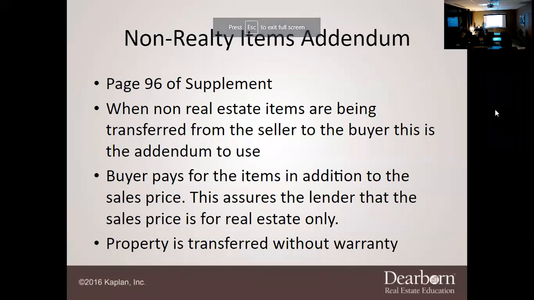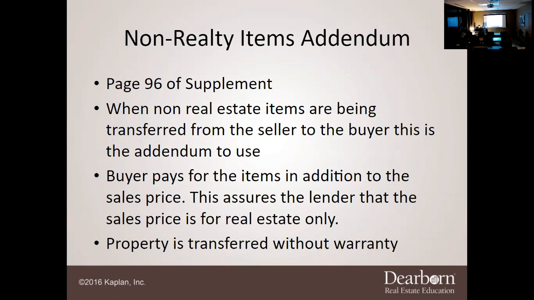Non-realty items addendum, all right? In regards to the non-realty items addendum here, this is that form that we talked about earlier, and I think we showed it previously. I want to pull it up real quick, but this form is basically what we utilize in regards to if there's going to be items that are personal property. So if there are personal property items that are going to convey with the property, we want to ensure in this situation that we are going to include the non-realty items.